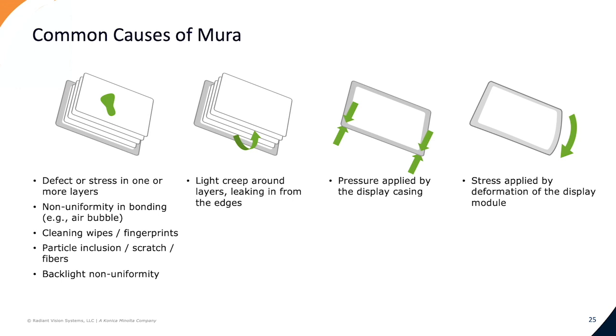There may also be mura created by light creeping around the layers, leaking in from the edges. You can also have mura resulting from pressure applied by the display casing. And of course, any stresses applied by deformation of the display module can lead to mura.